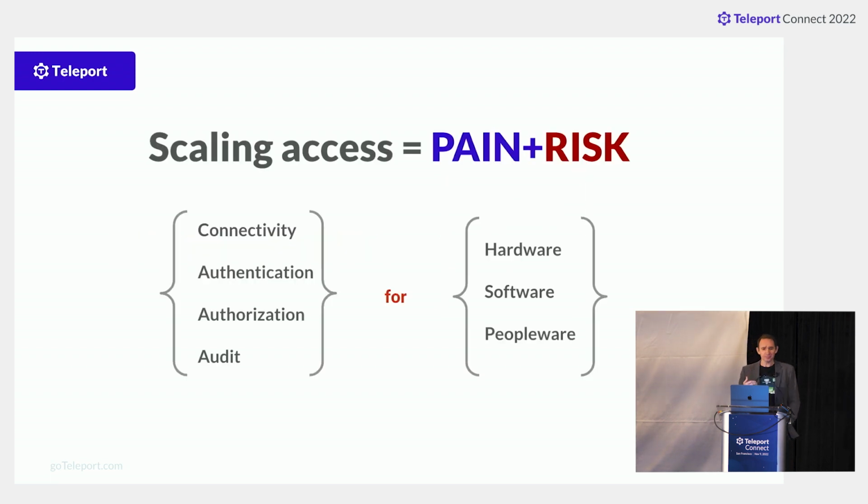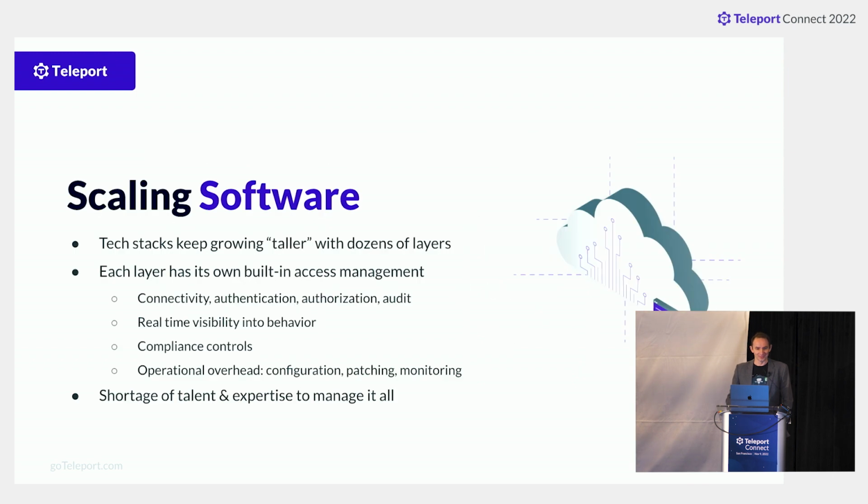Therefore, scaling infrastructure means a process of continuous scaling of connectivity, authentication, authorization, and audit, and it needs to work for hardware, software, and peopleware. If you think about attack vectors, what or who is getting attacked, it's hardware, software, and peopleware. They can all be attacked using different attack vectors. This is what this talk is about. That was a really long introduction, but let's move forward.